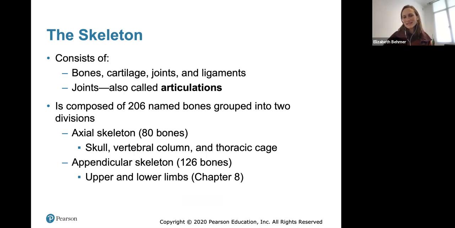So the skeleton consists of your bones, cartilage, joints, and ligaments. Joints can also be called articulations, and you have 206 named bones that are grouped into two divisions. The axial skeleton, which is about 80 bones, consists of the skull, vertebral column, and thoracic cage. The appendicular skeleton consists of about 126 bones, your upper and lower limbs, which we'll be going over in the next video in chapter 8.